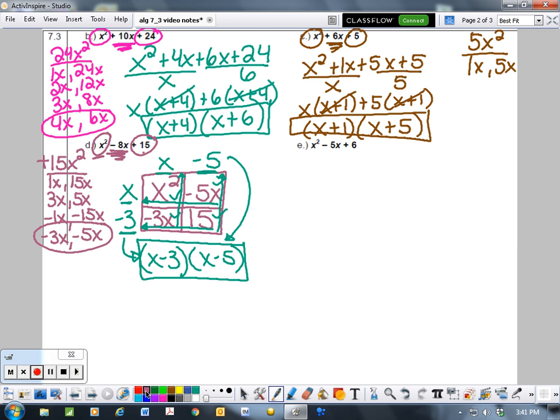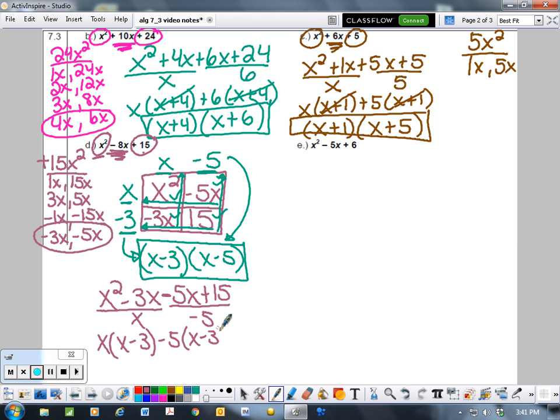You could have done it by grouping if you wanted to. You could have done x squared minus 3x minus 5x plus 15. I could have pulled the common factor x out here, the common factor negative 5. Why negative? Because this is negative. And so then this is going to be x minus 3. This will be negative 5, x minus 3. They both have an x minus 3, so I factor that out. Boom, boom. What's left behind? X minus 5. And you can tell box method, factoring by grouping, same exact answer.